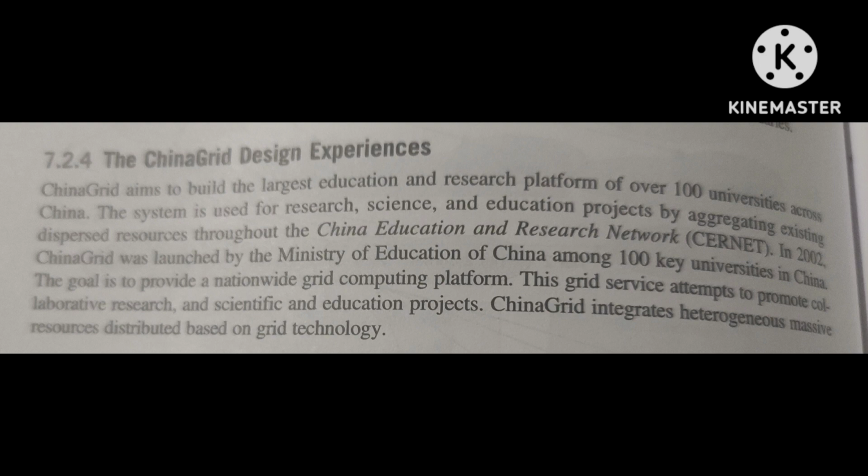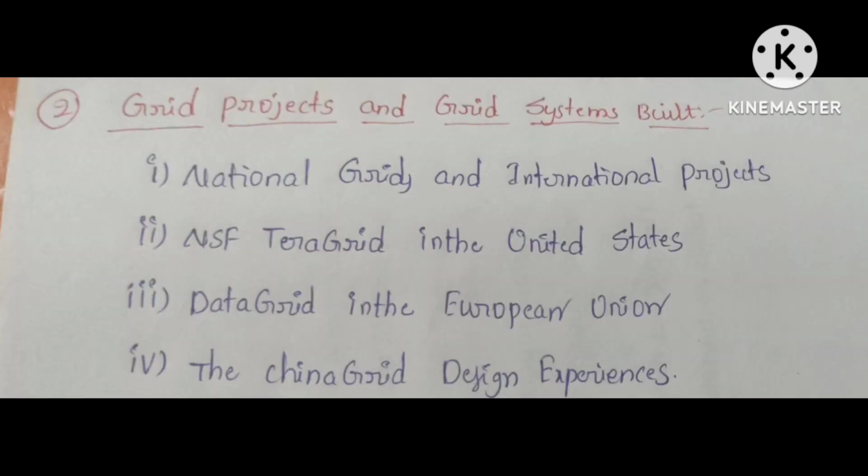The last one is regarding ChinaGrid. It is located in China. Previously we discussed ChinaGrid is completely built for academic purpose, especially for educational research in 100 universities in China, and it is sponsored by the Education Ministry of China. This is what we have discussed till now. Second topic of 5th unit, grid projects and grid systems built. Under this we have discussed national grids and international projects, NSF TeraGrid in the United States, DataGrid in the European Union, and finally the ChinaGrid design experience.